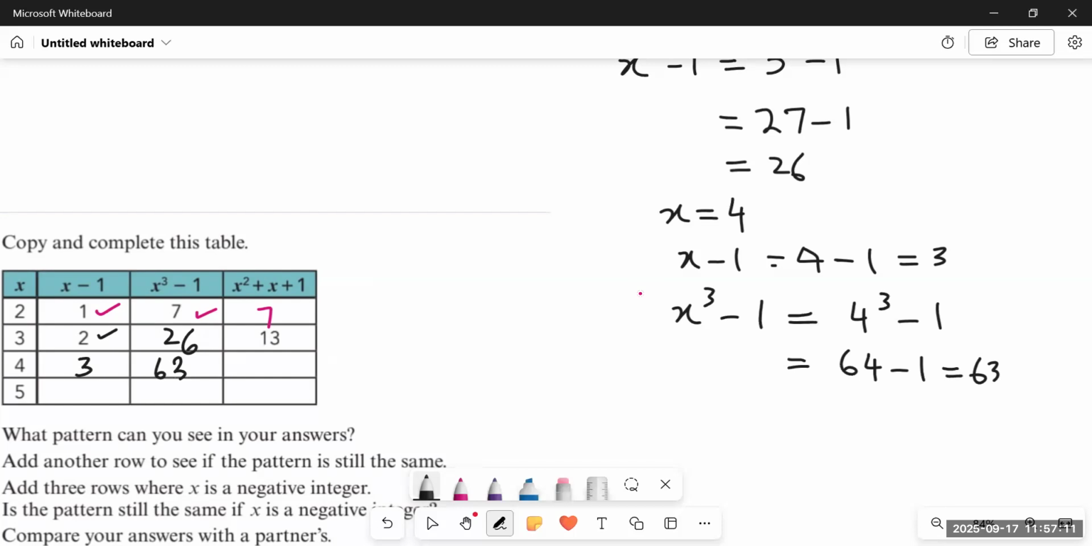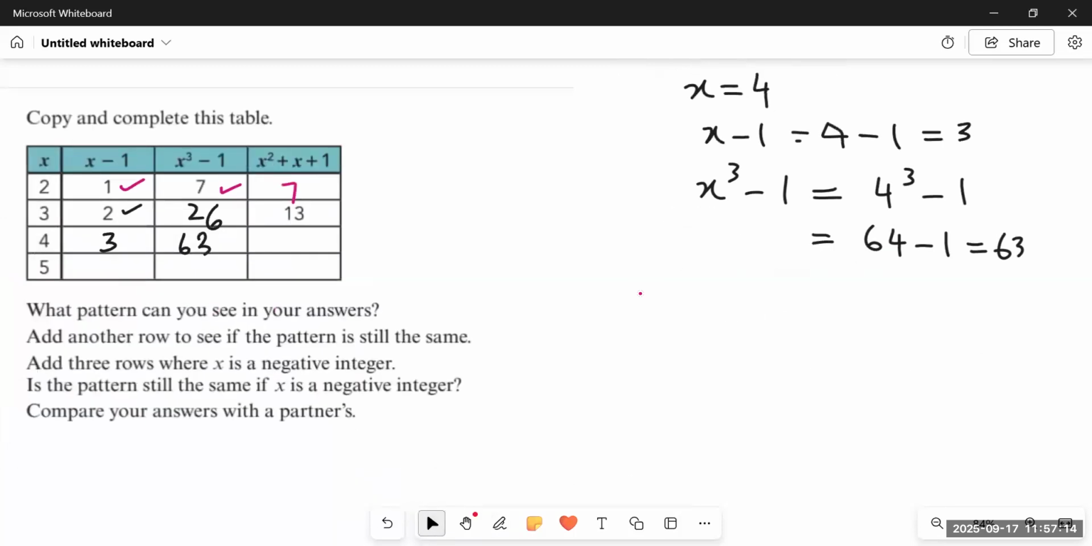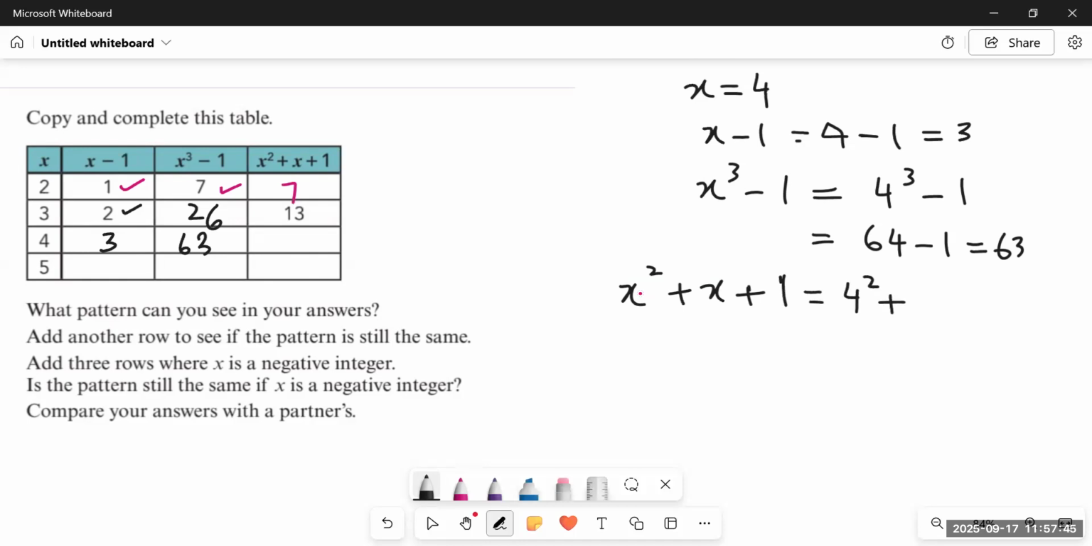And I guess in the third column it would be 21 if I'm not wrong. Let's see if we get 21 or not. If we get 21, then the pattern is followed. Over here the first column getting multiplied with the third column gives us the answer to the second column. Okay, let's see. So it's x square plus x plus 1. Here x square is 4 square plus 4 plus 1. The square of 4 is 16. 16 plus 4 is 20. 20 plus 1 is 21.